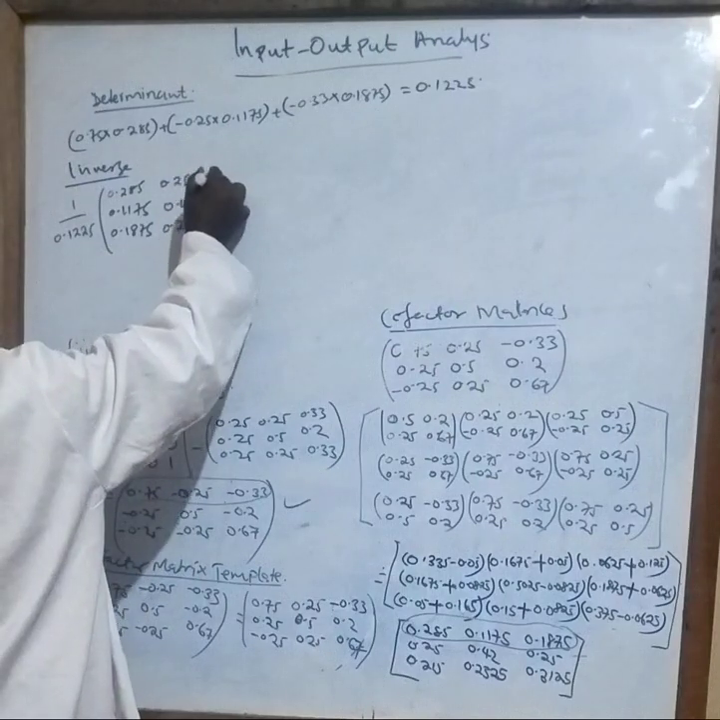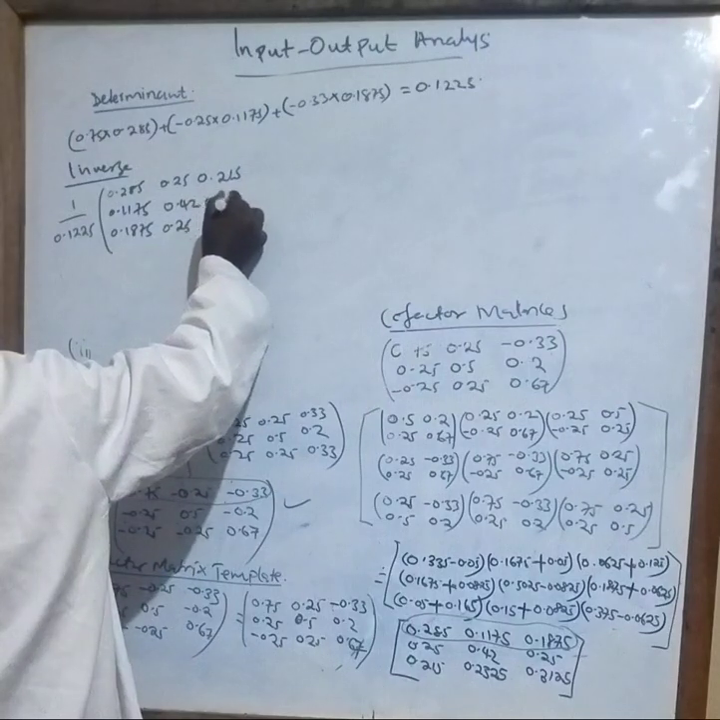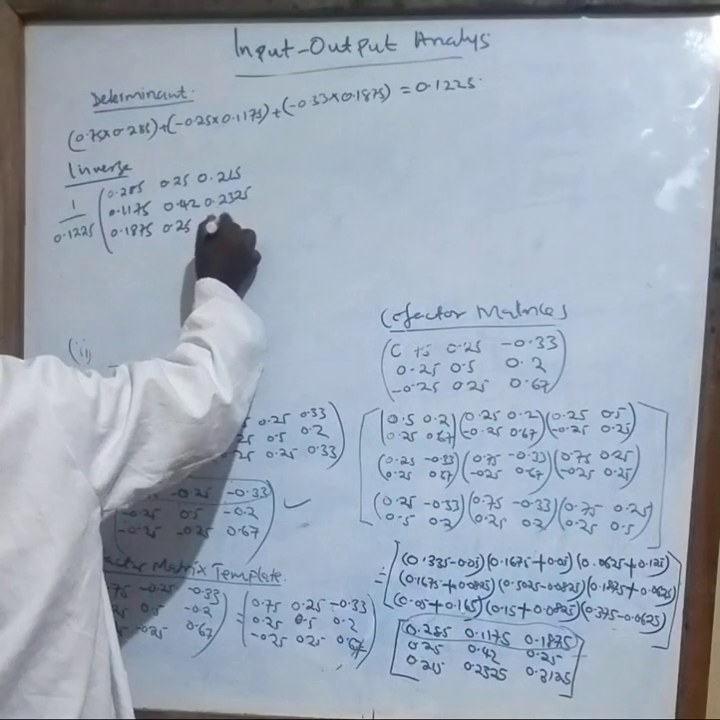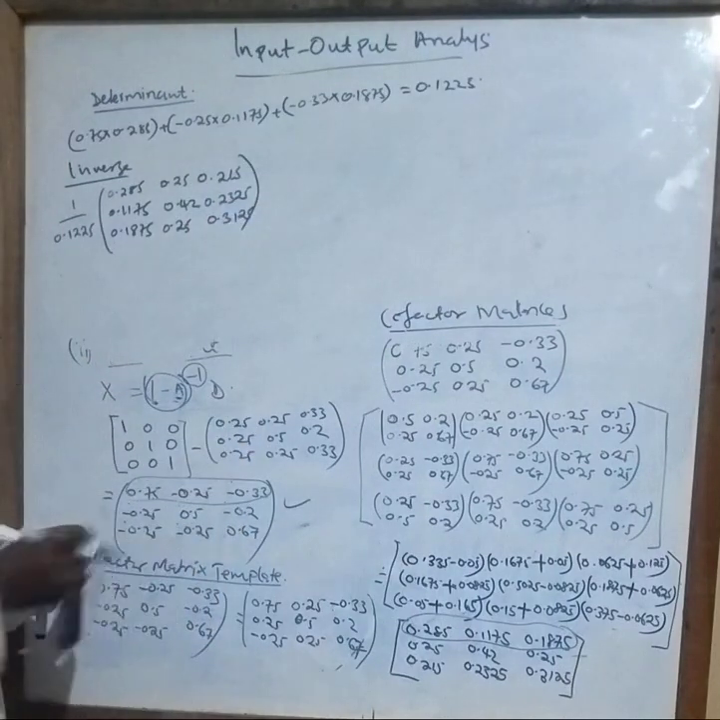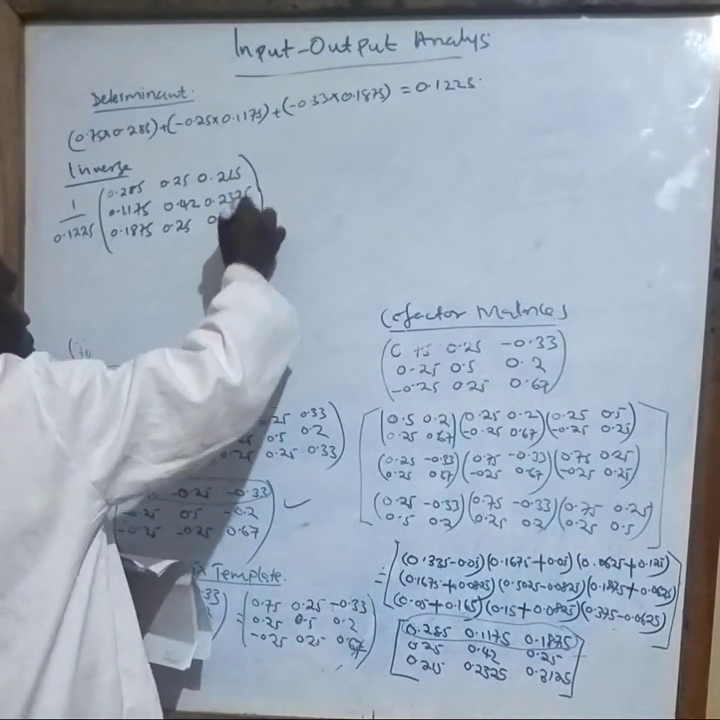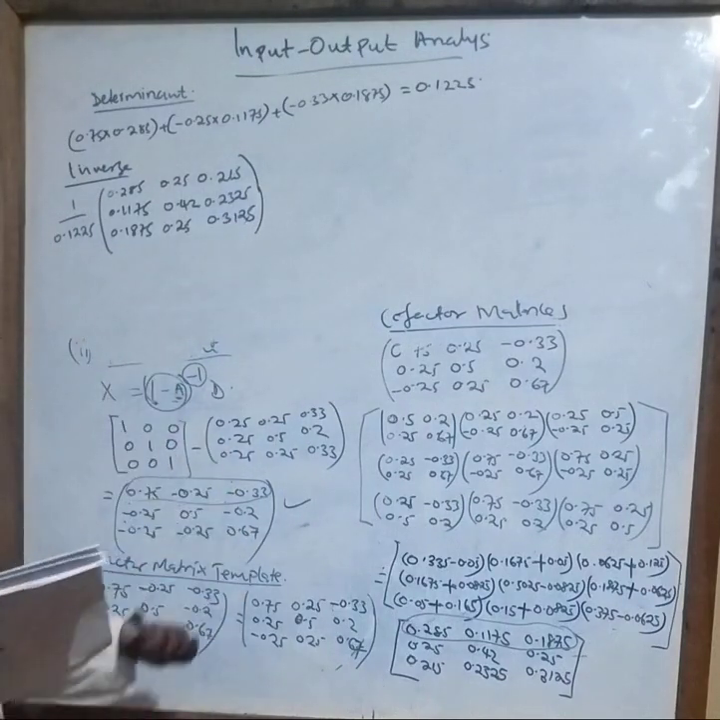Then 0.215, 0.2325, then finally 0.3125. So what is that now? This is now the inverse. Then you can work out how we solve it now.